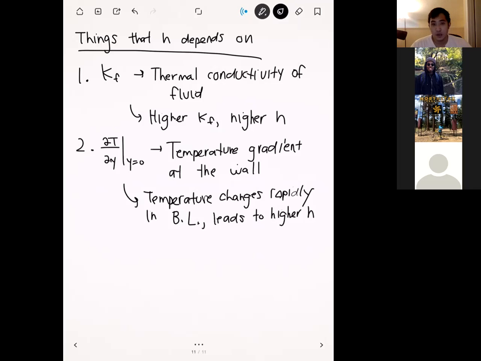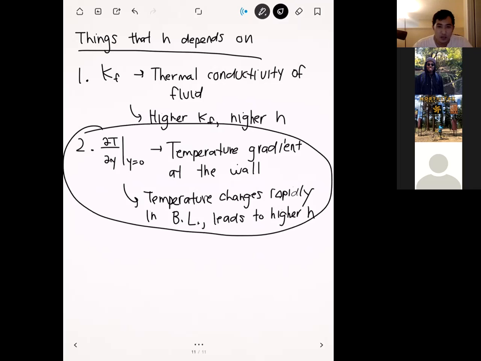And so from that expression, we've at least established two things about H. We've established that if the fluid itself is good at transferring heat without any velocity, then that's good for H. And we also established that H depends on the temperature gradient at the wall. In other words, it depends on the nature of the boundary layer. So it's a start at least. KF here is relatively cut and dry, but this is still really hard to compute because stuff inside the boundary layer is tough. But at least we've established that H depends on what's happening inside the boundary layer.